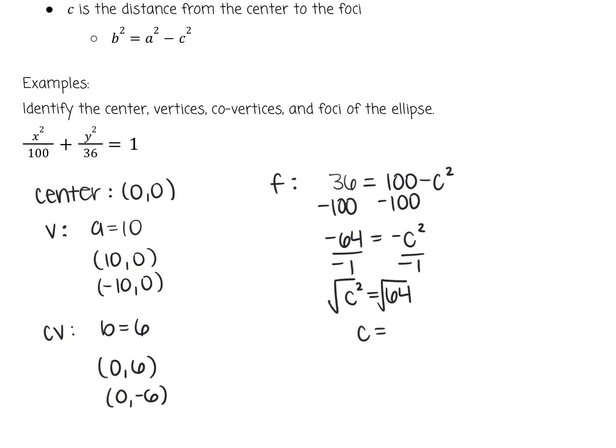c is 8. And our foci are always along our major axis. So that means they're going to add and subtract from my x-coordinate. So my foci are going to be at (8, 0) and (negative 8, 0).